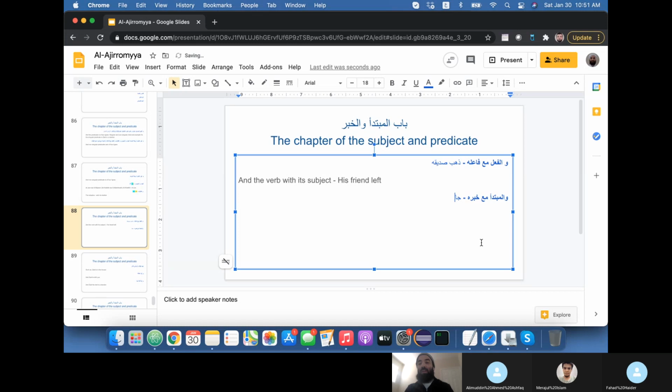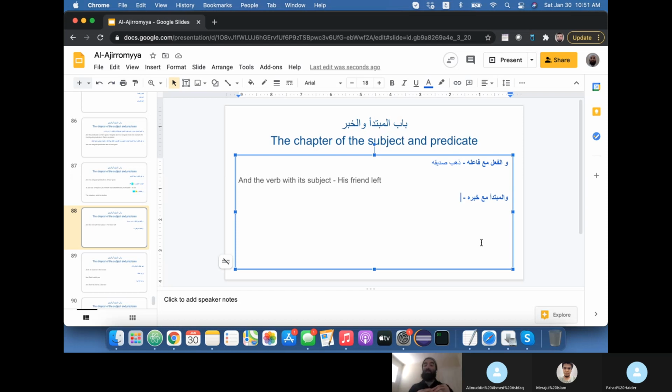Okay, so the last type of predicate is the subject and the predicate. Now here we're talking about the subject and the predicate, right? The subject is one of the marfu' nouns, and then we have reached the predicate, and the predicate is another marfu' noun.